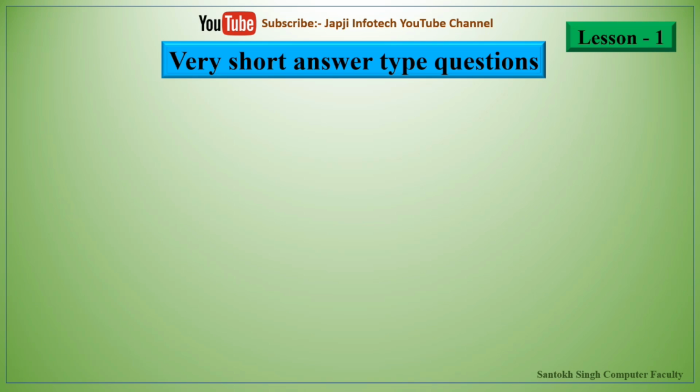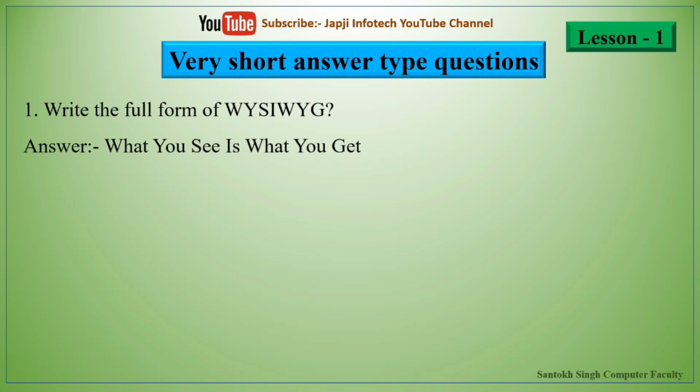Now we will learn about very short answer type questions. Our first question is: write the full form of WYSIWYG. The full form of this word is: what you see is what you get.